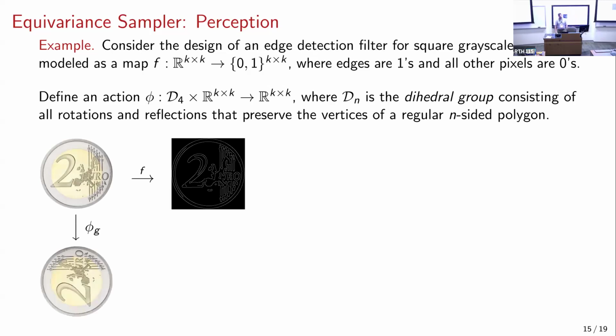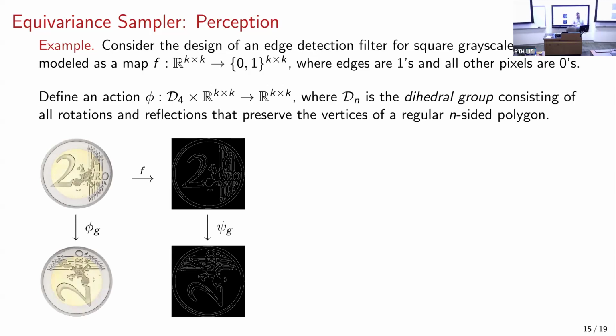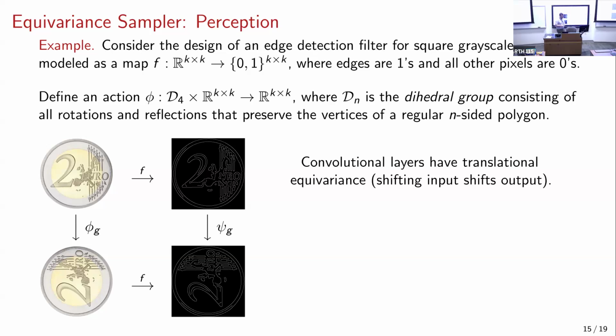Well, if I were to rotate this coin, all of the edges should rotate in the same way, right? So what we would like to have happen is that the edge detector predicts this image when I rotate it. This is exactly the same; all I've done is rotate that output, right? We want this edge detector to have this property. So it's sort of a commutative diagram in image form, right? And that's the desirable property.